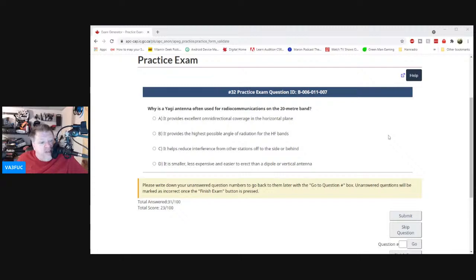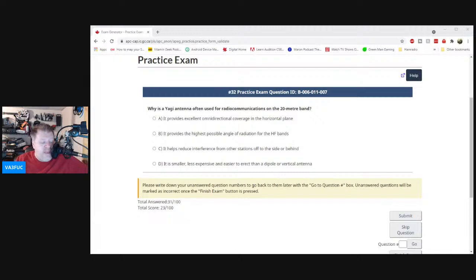I understand that. So we're looking at why is a Yagi antenna often used for radio communications on the 20-meter band. A: Provides excellent omnidirectional coverage in a horizontal plane. B: It provides the possibility of angle radiation for HF bands. C: Helps reduce interference from other radio stations off the side or behind. D: It's smaller, less expensive, and easier to erect than a dipole or vertical antenna.